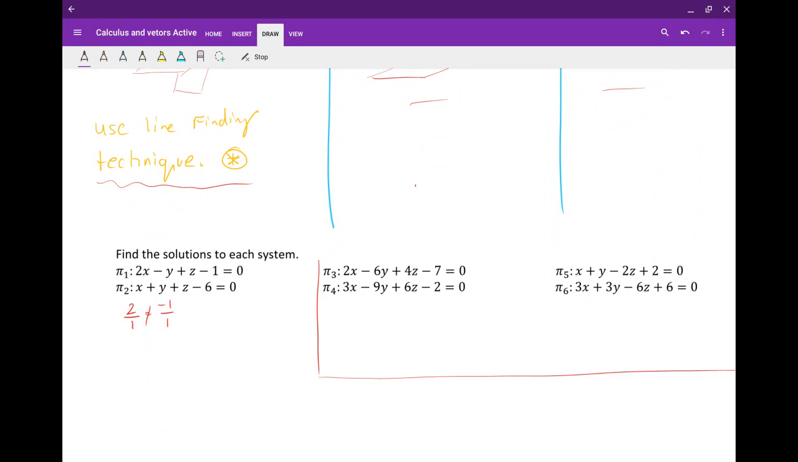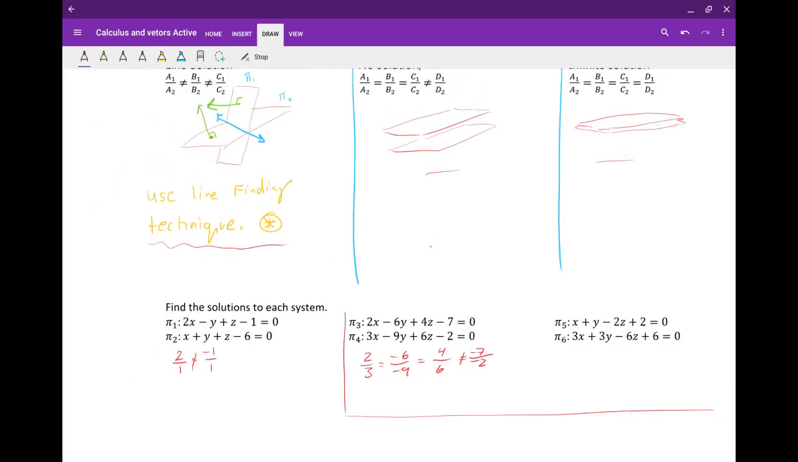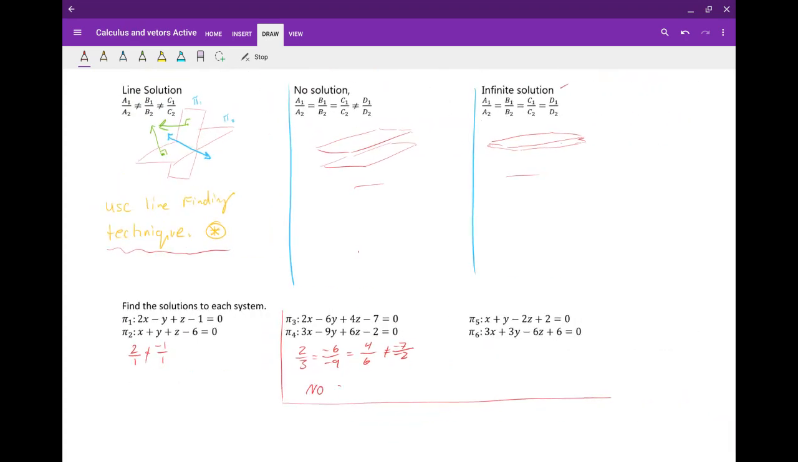Okay, over here, look at what we've got. 2 over 3 is equal to negative 6 over negative 9, which is also equal to 4 over 6, which is not equal to negative 7 over negative 2. And so therefore, we conclude that there is no solution. And we can even write that plane 1 is parallel to plane 2. Okay. Over here, I guess we would write actually plane 3 and plane 4, right? 3 and 4.